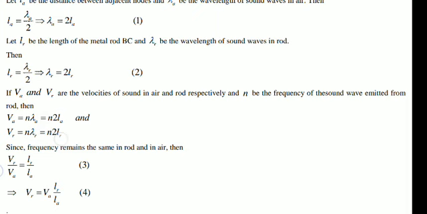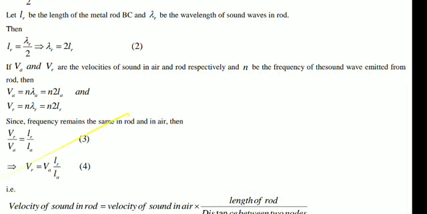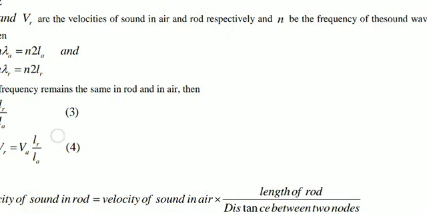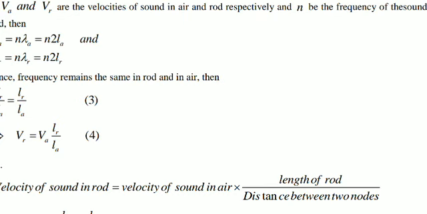So we get the equations like this, and if you divide these two equations, VR divided by VA will be n into 2 times LR divided by n into 2 times LA. So 2 times n will get cancelled, LR divided by LA, and finally VR is equal to VA into LR divided by LA. Now what is LR? LR is the length of the rod. What is LA? LA is the distance between the two heaps of the lycopodium powder.